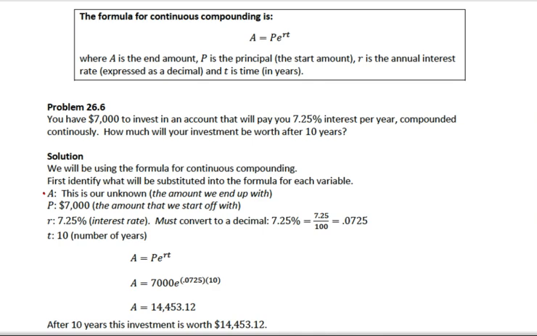A is our unknown in this formula. P is 7,000 as given by the question. R, the interest rate in decimal form, will be 0.0725. And T is 10, which is the number of years. So we'll plug this into the formula and we write it in the calculator. And what we find is $14,453.12.